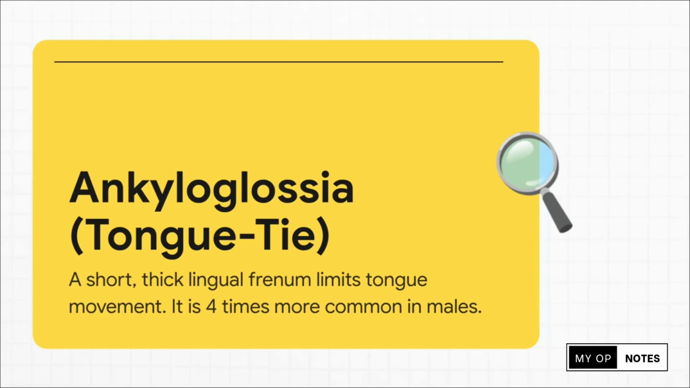All right, now here's a much more common condition you might have actually heard of, Ankyloglossia, or as most people call it, tongue tie. This is where that lingual frenum, you know, that little cord of tissue connecting the underside of your tongue to the floor of your mouth, is unusually short and thick, and it restricts movement. And what's interesting is it's about 4 times more common in boys than in girls.